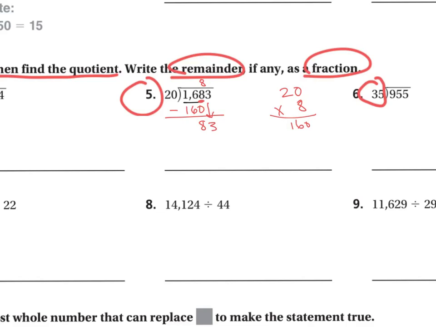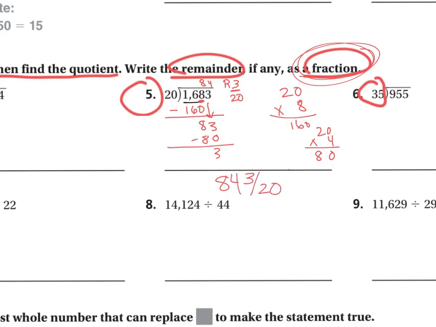So 20 goes into 83 about 4 times. So 20 times 4. 4 times 0 is 0, and 4 times 2 is 8, so I've got 80, and this is a 4. And so I've got 3 left over. So my remainder is 3. But remember, they wanted the remainder to be a fraction. So then that means I'm going to take this 3 and I'm going to put it over 20. So my answer is going to be 84 and 3/20.